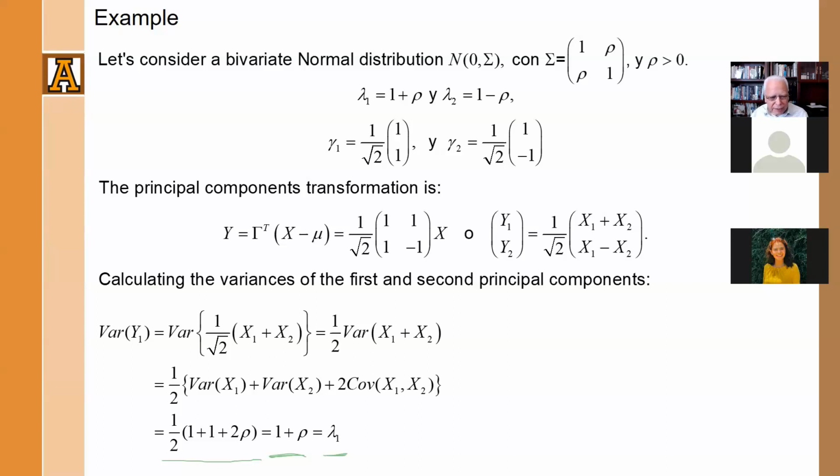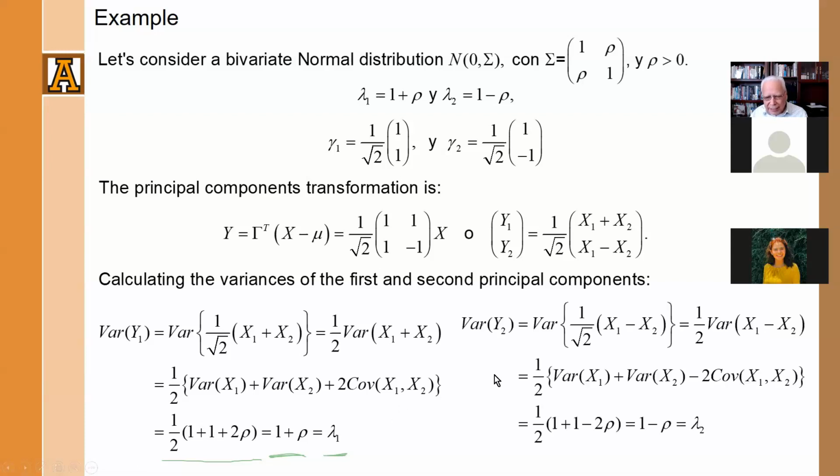It's the first eigenvalue. But notice that it is 1 plus rho, okay? And the second one gives you 1 minus rho. But remember, here we said that rho is positive. So since rho is positive, the first eigenvalue is larger than the second one. So we see the first eigenvalue is the largest one, and then the second one is smaller, because that's 1 minus rho and this is 1 plus rho.